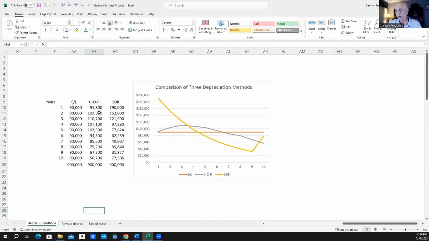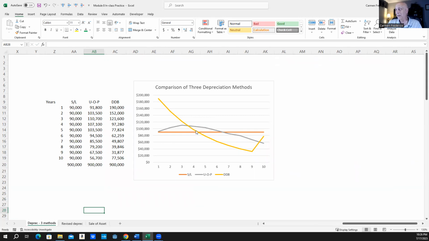The units of production is choppy, right? We get 91.8, 103.5, 110. It follows the activity or the production of the press in this case. So you see it goes up, the gray line, and comes down, and it's just a little choppy. It's not straight, it's not linear. It follows the actual production of the equipment.